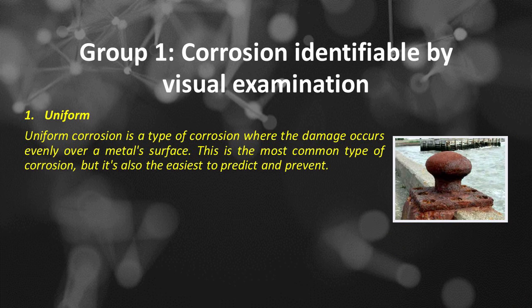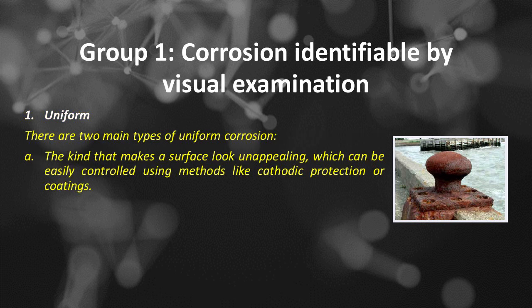Let's start from Group 1, corrosion identifiable by visual examination. Number 1 is uniform. Uniform corrosion is a type of corrosion where the damage occurs evenly over a metal's surface. This is the most common type of corrosion, but it's also the easiest to predict and prevent. There are two main types of uniform corrosion.